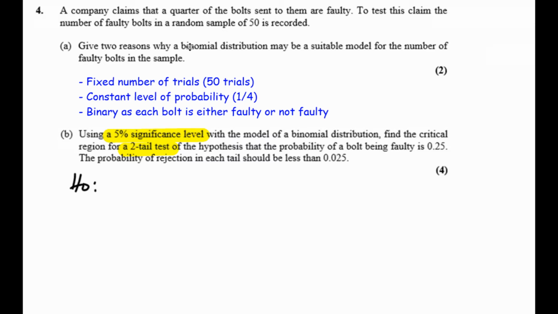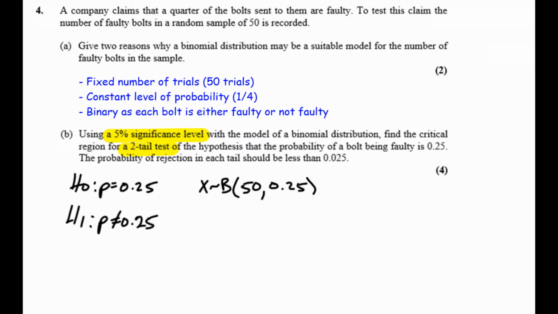the null hypothesis. The null hypothesis is that P equals 0.25. The alternate hypothesis, being a 2-tailed test, is that P is not equal to 0.25. This null hypothesis is based on the fact that X follows a binomial distribution where N equals 50 and P equals 0.25. That's going to lead to an expectation, let's just get that in there now, an expectation of 12.5.